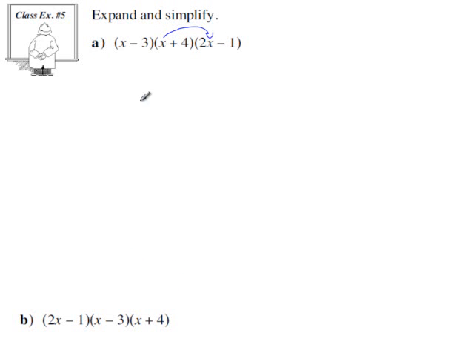So x times 2x, I get 2x squared. X times negative 1 is negative x. 4 times 2x is 8x. And 4 times negative 1 is negative 4. Okay, so this entire thing needs to be multiplied by x minus 3, so put brackets around it. And multiply by x minus 3, which also needs its brackets.